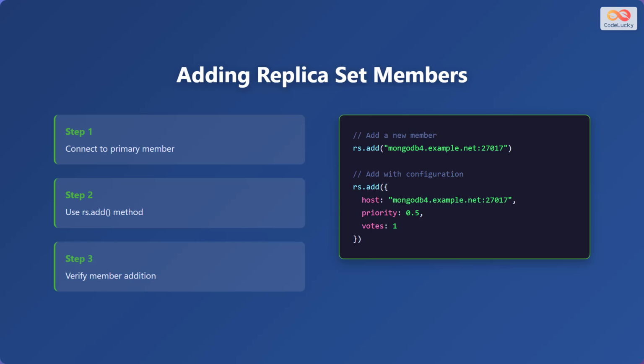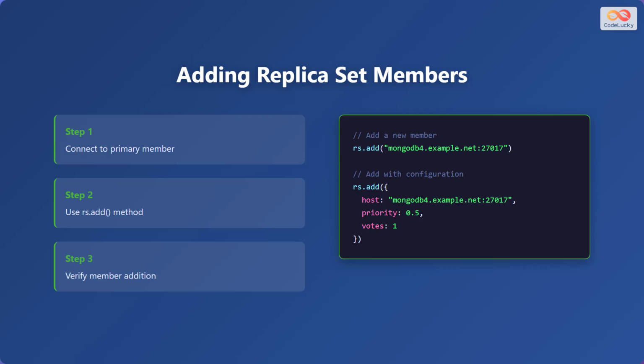To add a member to a replica set, follow these steps. First, connect to the current primary member of the replica set. Then, use the rs.add method in the MongoDB shell, providing the hostname and port of the new member you wish to add. Finally, verify that the member has been successfully added by checking the replica set status.